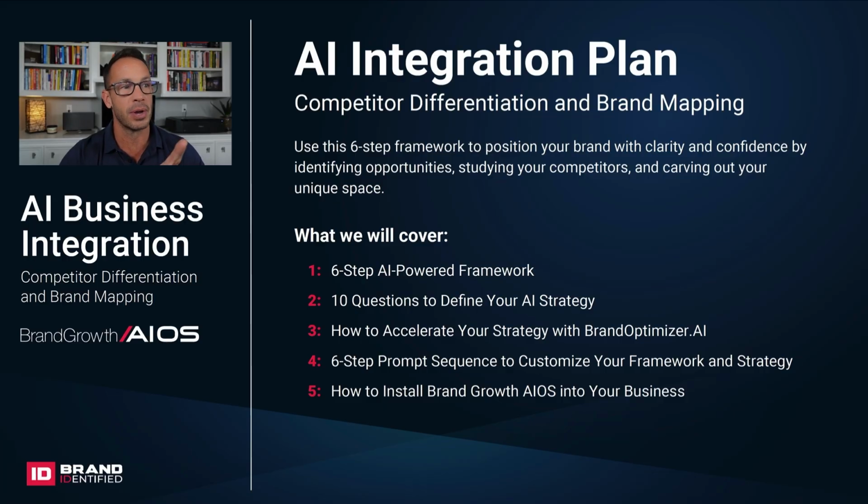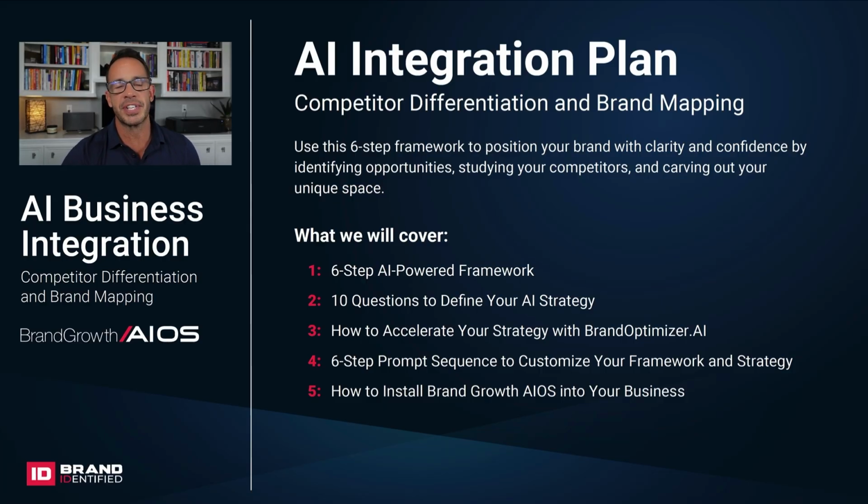Today I'm going to give you an AI business integration plan to define your competitor differentiation and your brand mapping. You're going to be able to use this 6-step framework to position your brand with clarity and confidence by identifying opportunities, studying your competitors, and carving out your unique space.